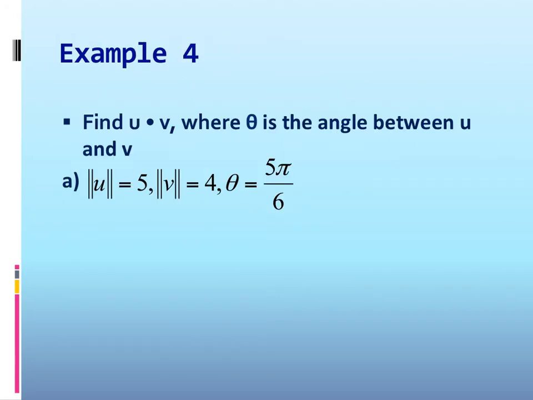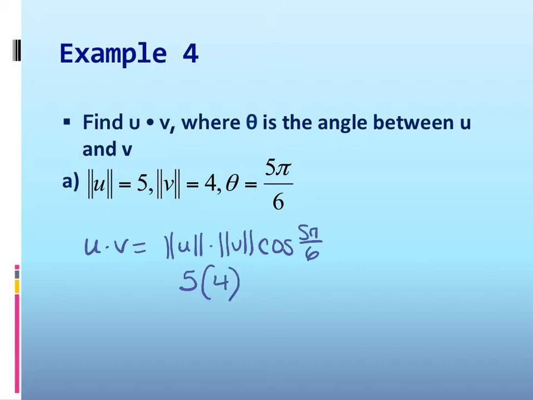Example 4, find U dot V, where theta is the angle between U and V. So it's giving me U is 5, V is 4, theta is 5 pi over 6. So I do what we just wrote. U dot V would equal the magnitude of U times the magnitude of V times the cosine of 5 pi over 6. So magnitude of U is 5, magnitude of V is 4, cosine of 5 pi over 6.